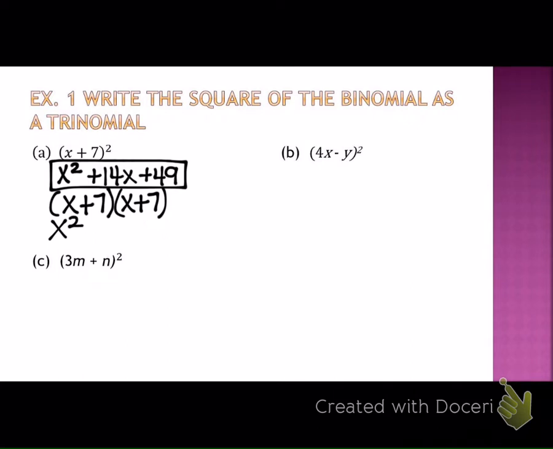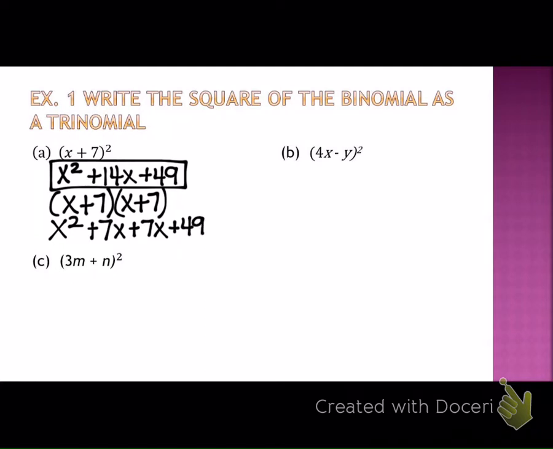All right. Then the outside terms. What are my outside terms? The outside terms are x and 7. So that's 7x. The I stands for inside. What are my inside terms? 7 and x. So 7x. And then L stands for last. And what are my last terms? 7 and 7. What's 7 times 7?